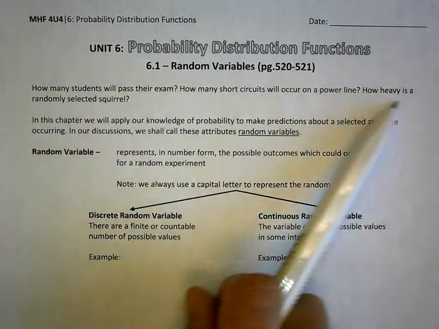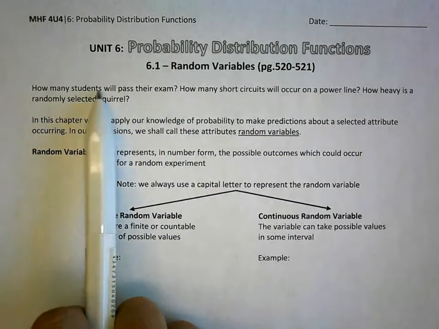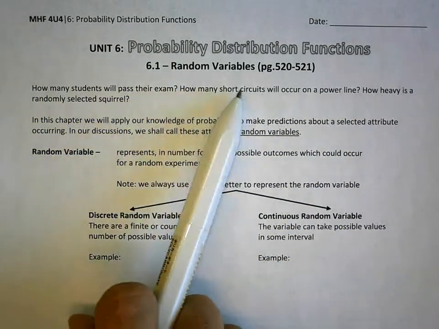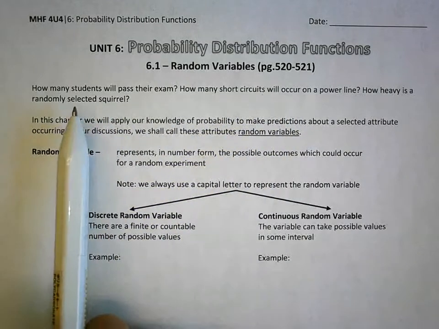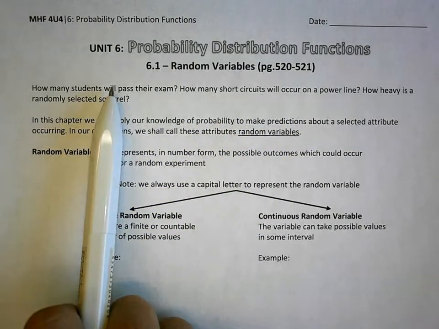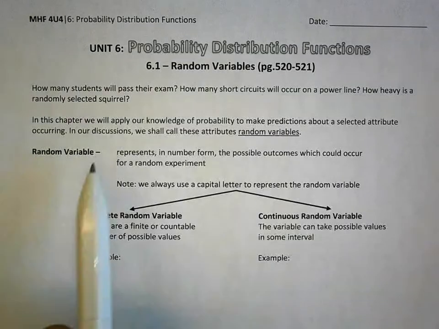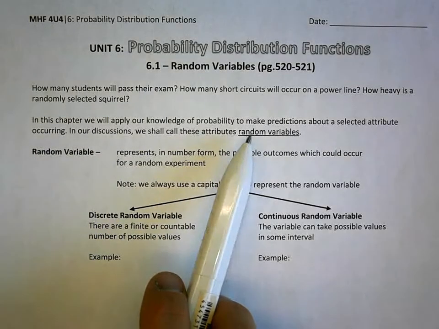So this is what we're trying to do. Answer questions like this. How many students will pass their exam? How many short circuits will occur on the power line? How heavy is a randomly selected squirrel? We can make predictions based on probability and statistics. We're going to do that by defining random variables.